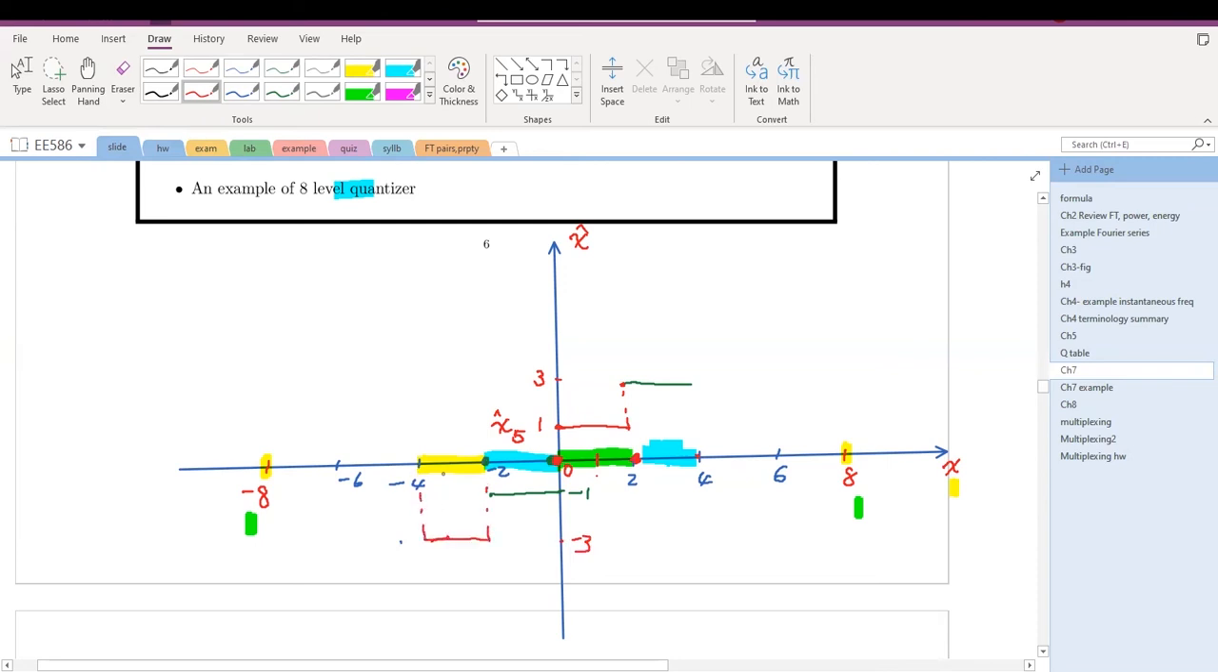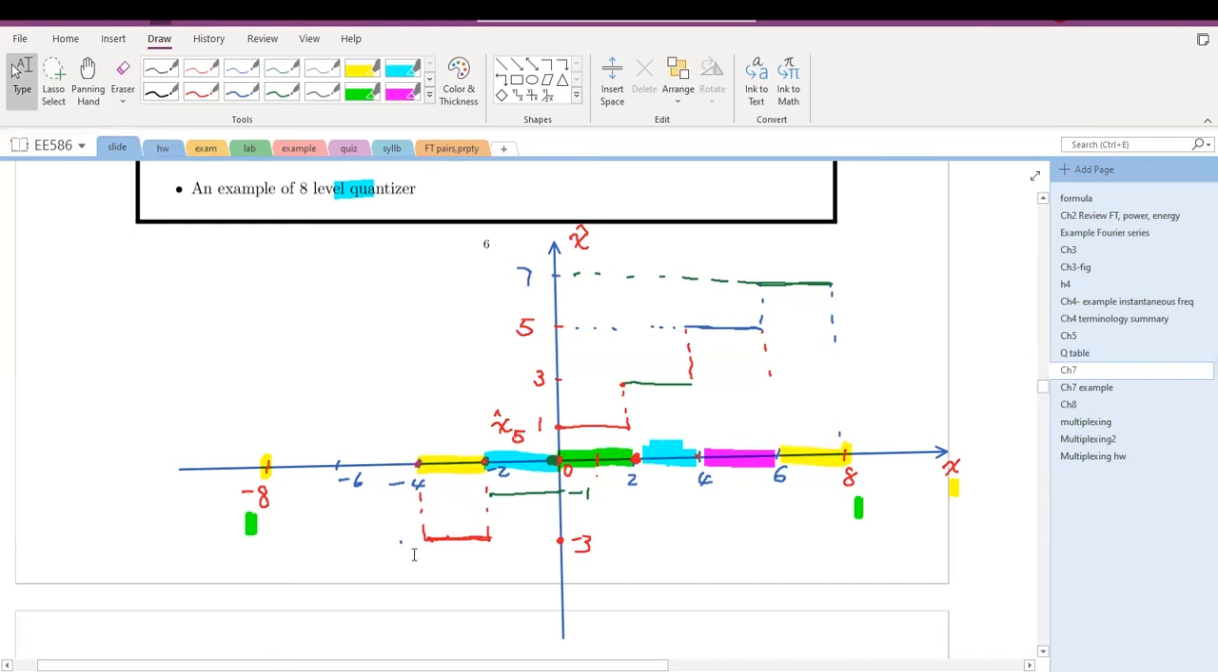So when the signal values are between -4 to -2, that's one level. The value of this level is -3. What about in this range, 4 to 6? I'm going to assign it to 5. Okay, so that's 5. And on the same token, if I have anything between 6 to 8, I'm going to assign it to 7.